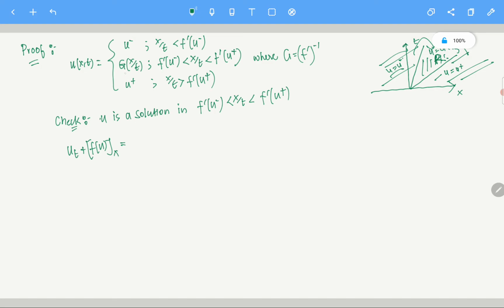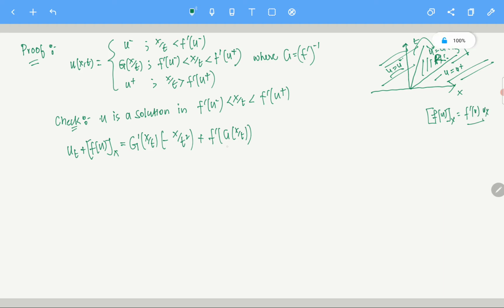So u_t, u is g of x by t, so it is g prime of x by t times the derivative of t, which is minus x by t square. Chain rule, clear? Plus the derivative of this thing, this is f prime of u times u_x. So u_x is g of x by t times u_x, right? F prime of u, f prime of u times u_x. See, f of u, the derivative of that is f prime of u times u_x, right? So I'm just writing it down.